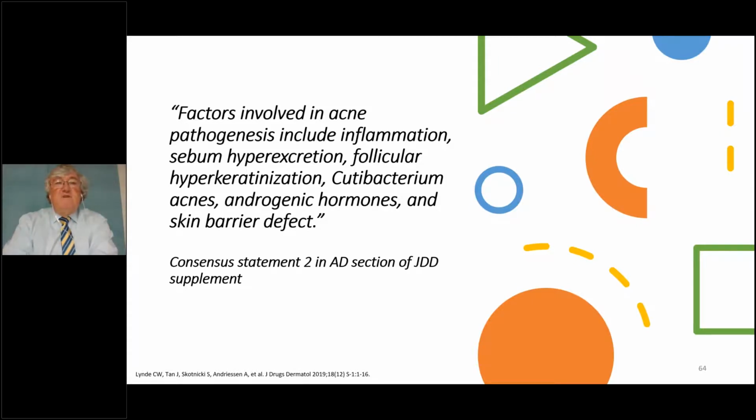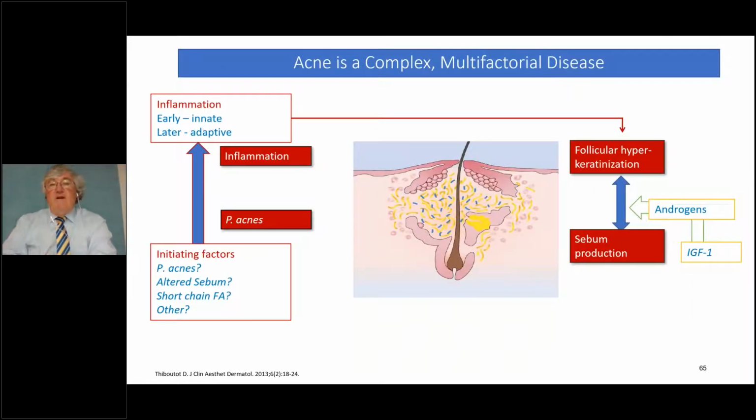So there are a number of factors involved in acne: inflammation, sebum hyperexcretion, follicular hyperkeratinization, Cutibacterium, which is the new name for Propionibacterium acnes, androgenic hormones, and skin barrier defect. And on the right side of your screen, you see the follicular hyperkeratinization, sebum production. And this was the older concept of acne. I think more and more we're understanding that the innate and adaptive inflammation is playing more and more of a role, and we understand this is an inflammatory disorder, and we should be able to treat it in that fashion.